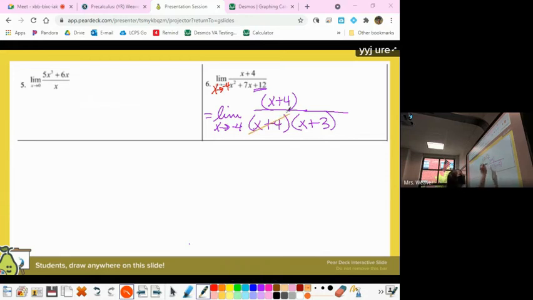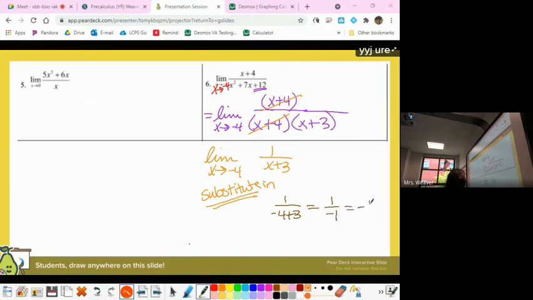So that's where these kind of help you on your factoring, because you're pretty sure one of your factors is going to cancel. And now they do cancel, so that's just the limit as x approaches -4 of 1 over x plus 3. And now we can substitute into that form. So if I substitute in, I get 1 over -4 plus 3, which equals 1 over -1, just equals -1.